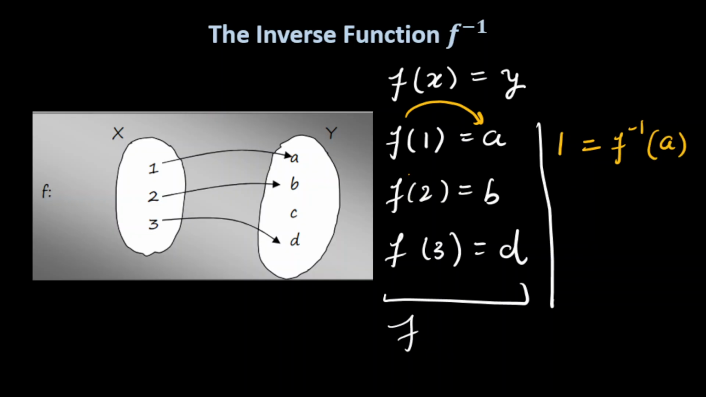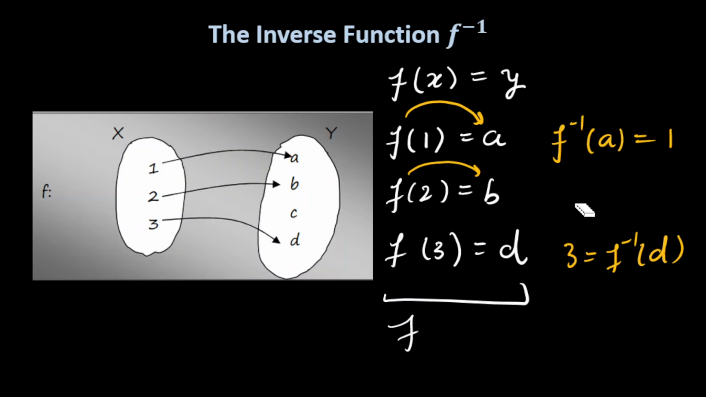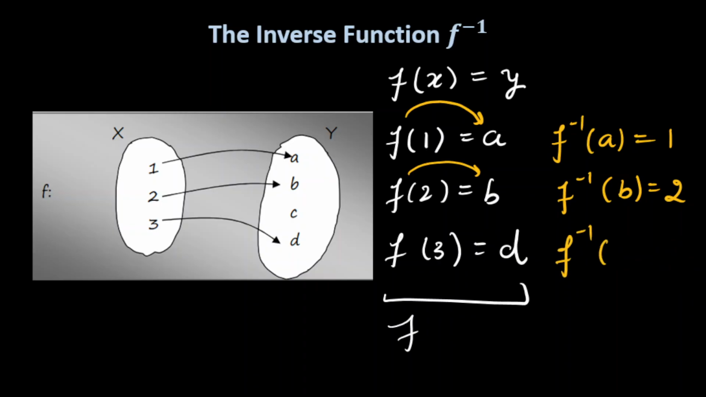1. Now same way here also I'll shift f to the other side. So I will get 2 is equal to f inverse B. And here 3 is equal to f inverse D. This can be written in another way also. So I'm just writing f inverse A is equal to 1. I have explained to you how we are getting this. So f inverse B is equal to 2 and then f inverse D is equal to 3.